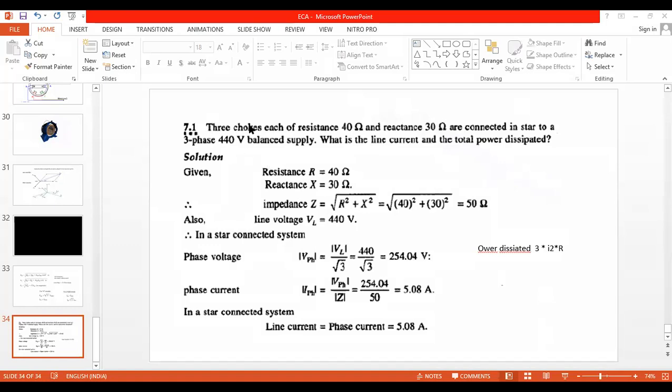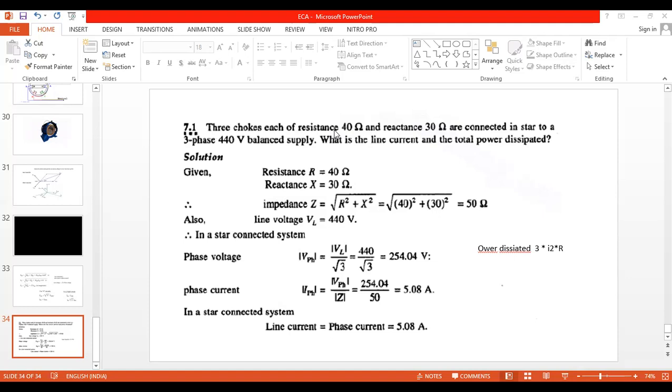3 chokes. Chokes means tube lights. 3 tube lights which contain resistance and reactance. Both units are ohms, both are opposition. Sir, what is reactance? Reactance is opposition to the current in the presence of magnetic field or electric field. What is resistance? Resistance is opposition to the current before creation of magnetic field or electric field. When current flows through a wire, the wire shows opposition and also creates magnetic energy.